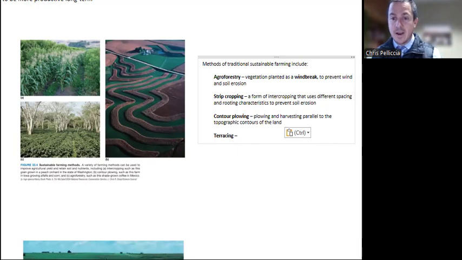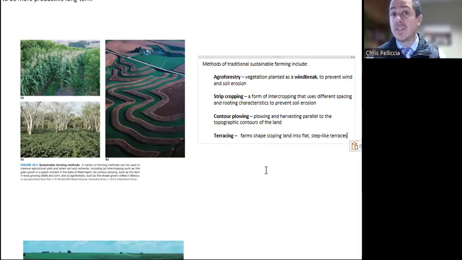And finally, we have terracing. Terracing is when farmers shape sloping land into flat, step-like terraces. This will allow for previously unusable land on a slope to now be useful agricultural land.